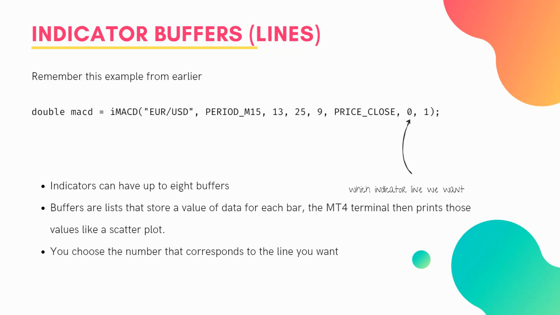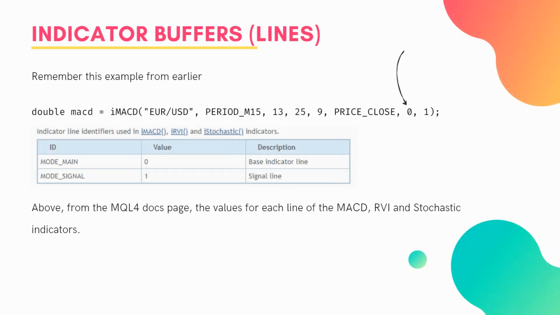And those values are then connected together like a scatter plot, really. They're like your X and Y values. So the bar number is your X value, and the value in that buffer is your Y value. And you can then choose which buffer you want using that variable.